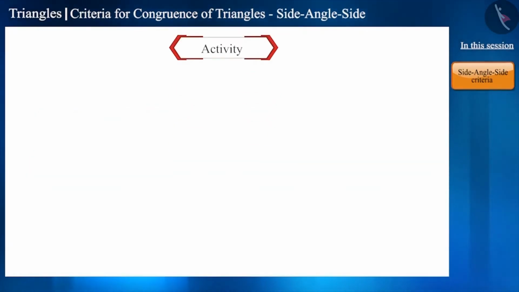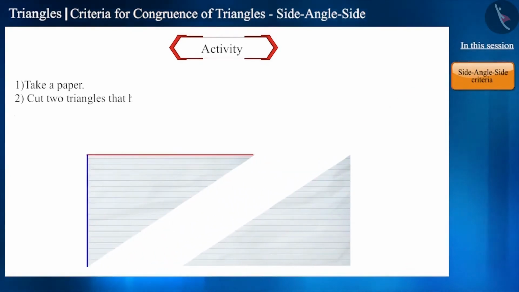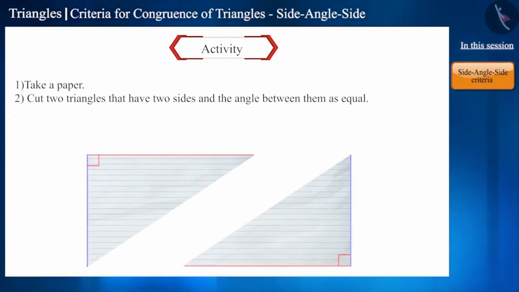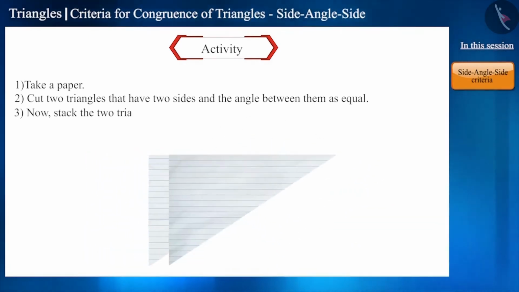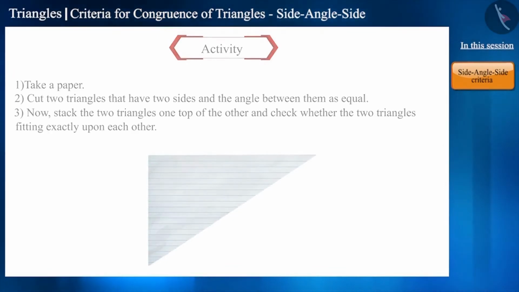Why don't you do an activity? Cut two triangles from a paper in such a way that the two sides and the included angle of one triangle are equal to the two sides and the included angle of the other triangle. And then look at the two triangles by stacking them one on top of the other. Are they fitting exactly one on top of the other?